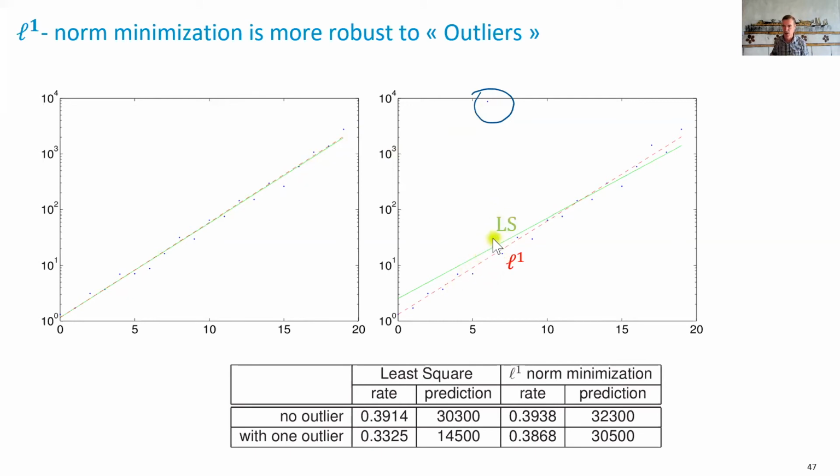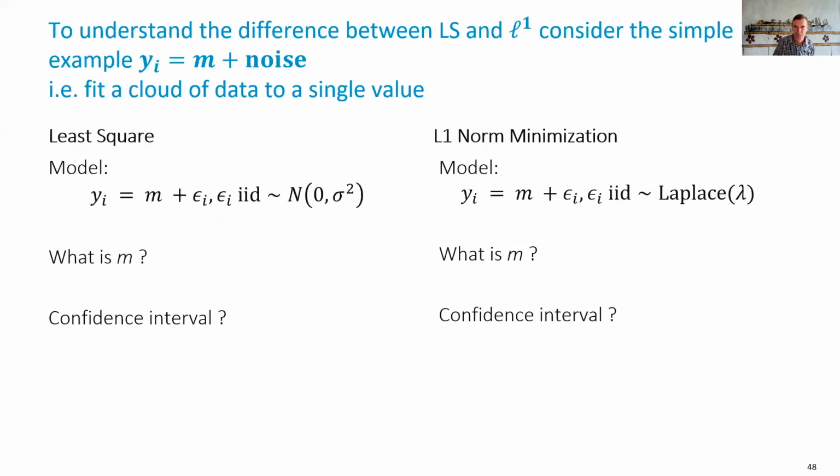So it's better, if we have the choice between two, to do L1 instead of least square, then we're much less susceptible to the outliers. So we can even, in many cases, ignore the outliers. To understand, in fact, why we can ignore the outliers when we do L1 norm minimization, let's look at this very simple example that will give us all the important features.